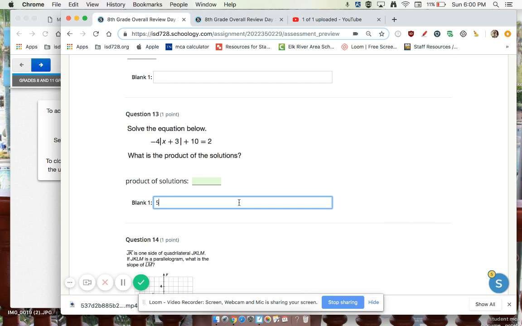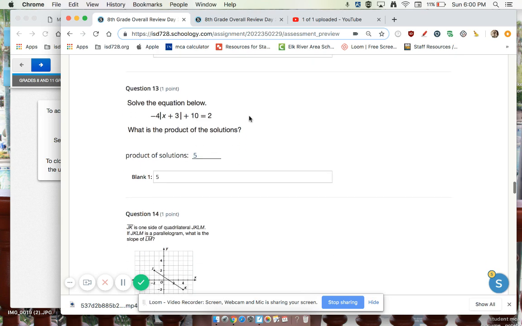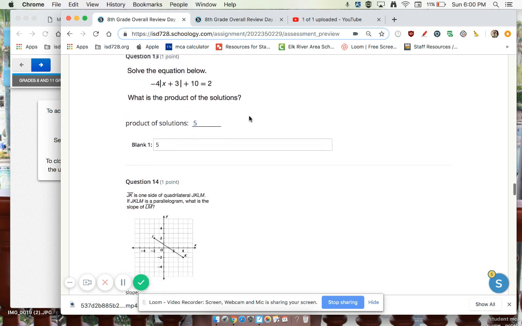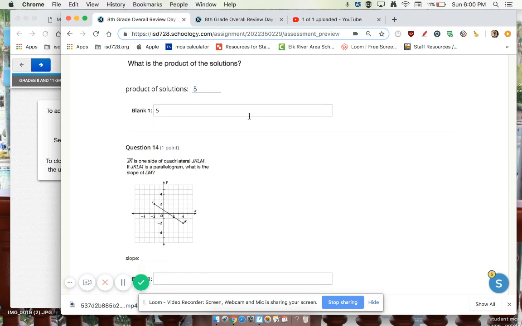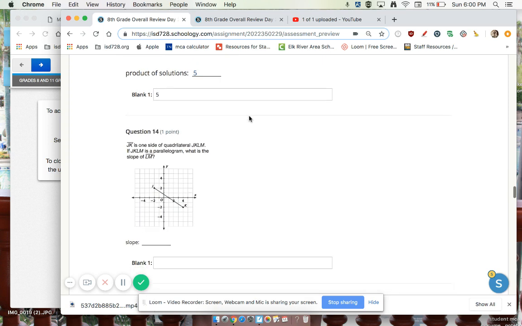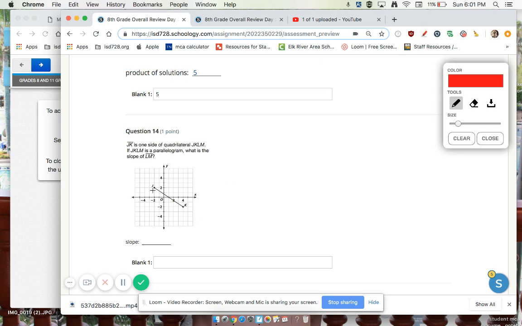All right, moving on to 14. So 14 says, JK is one side of a quadrilateral JKLM. If JKLM is a parallelogram, that's a key word, what is the slope of LM? So parallelogram means that their sides are parallel. Parallel slopes are the same. So I'm going to find the slope of this, and then that will be the slope of LM.